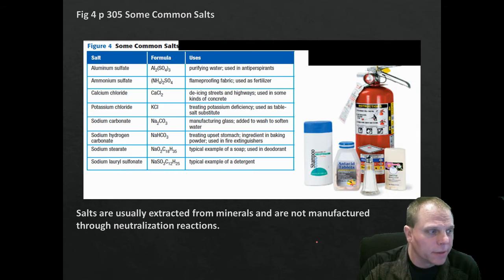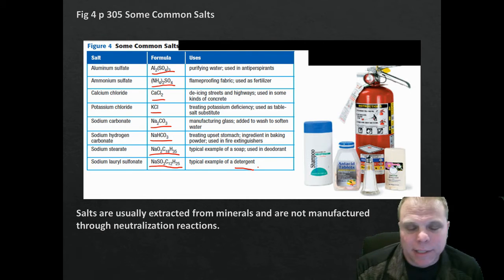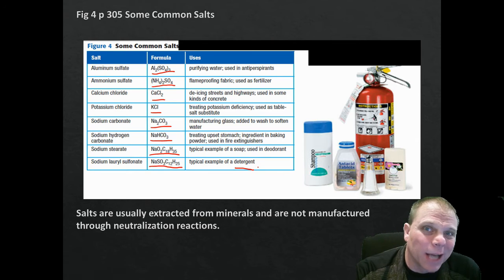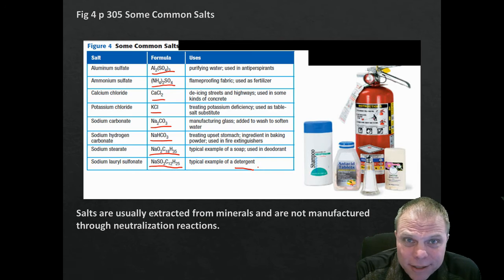So here are some examples of different types of salts. We've got aluminum sulfate, ammonium sulfate, calcium chloride, potassium chloride, sodium carbonate, sodium bicarbonate or sodium hydrogen carbonate, sodium stearate. You're going to see that in some soaps, and sodium lauryl sulfonate, also what you'll see in something called detergents, which we typically are just calling soaps when we are referring to them in common everyday language. But there's a difference between a detergent and a soap, and we're going to talk about those differences in our next lecture. But these are all different types of salts.